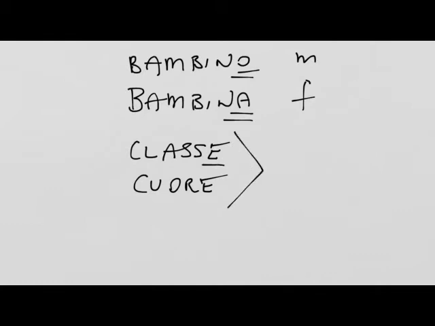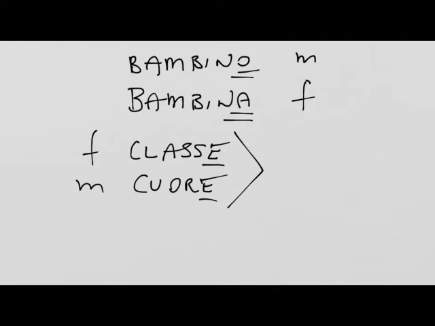But what about nouns that end with e? Each noun has a gender assigned. We saw that classe is feminine and cuore is masculine. The reason, we don't know, but that's the way it is. How can we tell which gender? We don't. And, in fact, you must learn the noun with its gender associated.